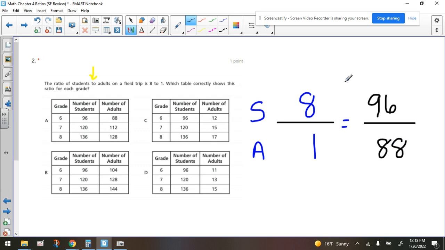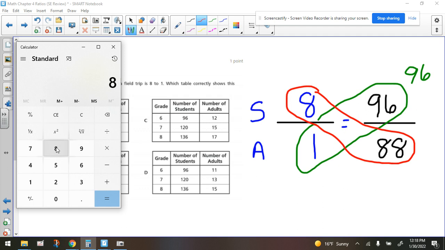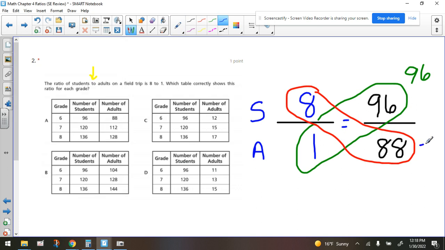Now, one approach that we talked about in class for determining whether or not two ratios are equal is checking the cross products. So this cross product would be 96. What would the other cross product be going this way? Now, if we did 88 times 8 on a calculator to speed things up, we get 704. 704 is not equal to 96. So that means that this ratio right here is a no. Even though we haven't checked grade 7 and 8, because grade 6 is a no, we can just eliminate that as a choice altogether.